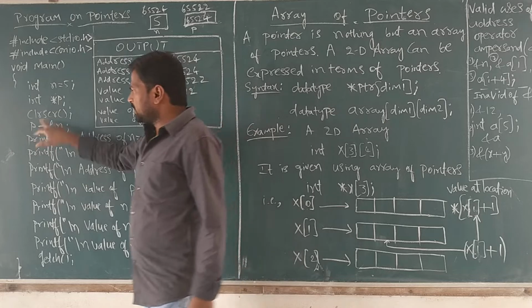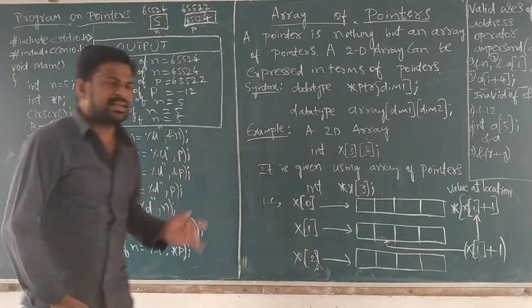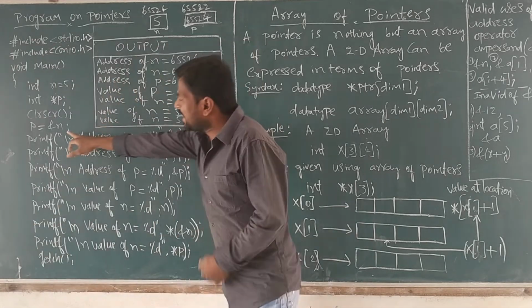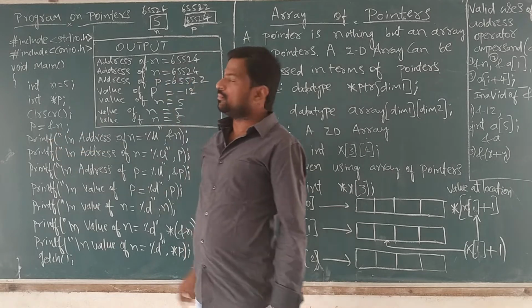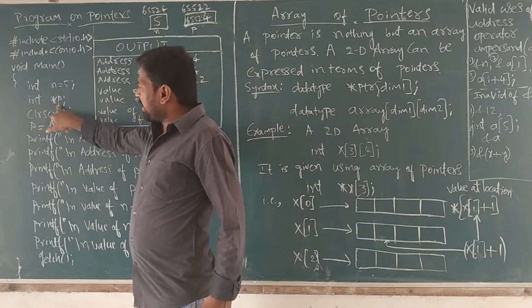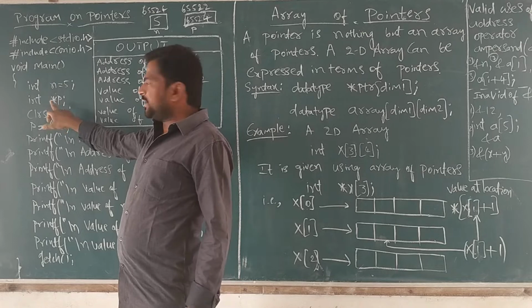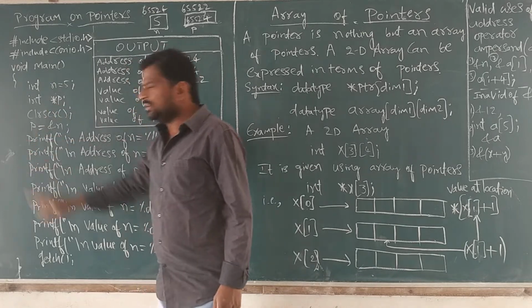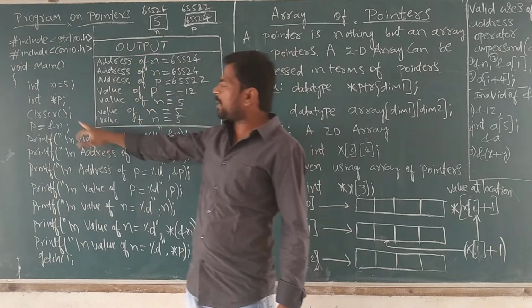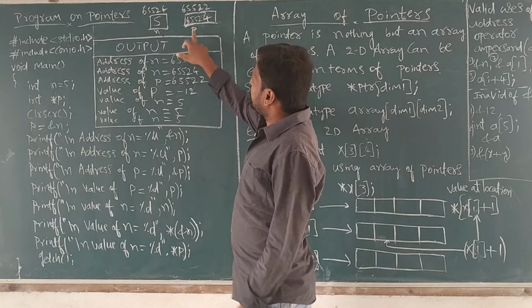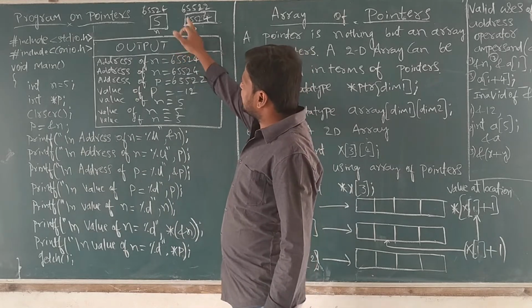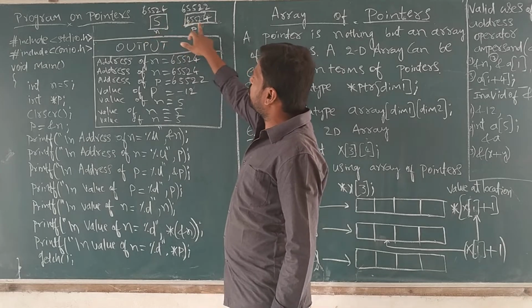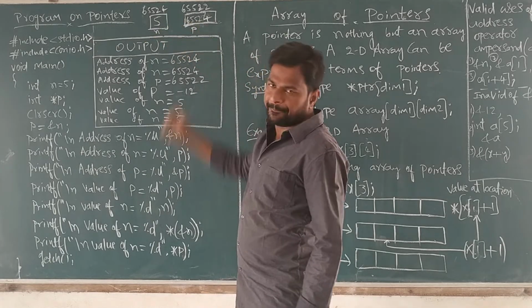Here we have used clrscr, and after that p is equal to address of n. We declare a pointer variable. First we need to declare a pointer variable, and we need to assign the address of n to the pointer variable. So what is stored in p? The address, 64424, will be stored in the variable p.